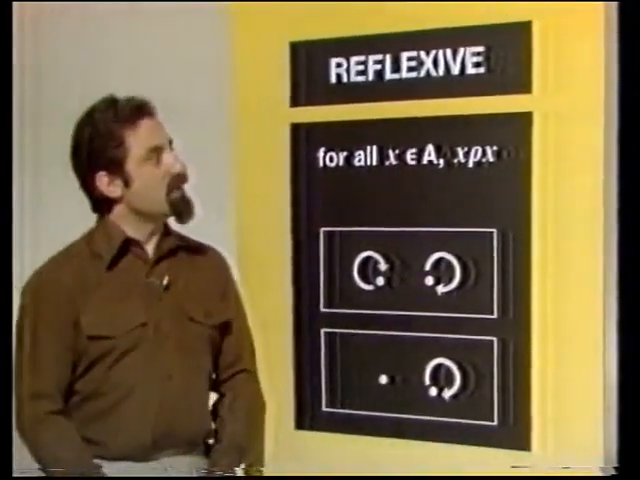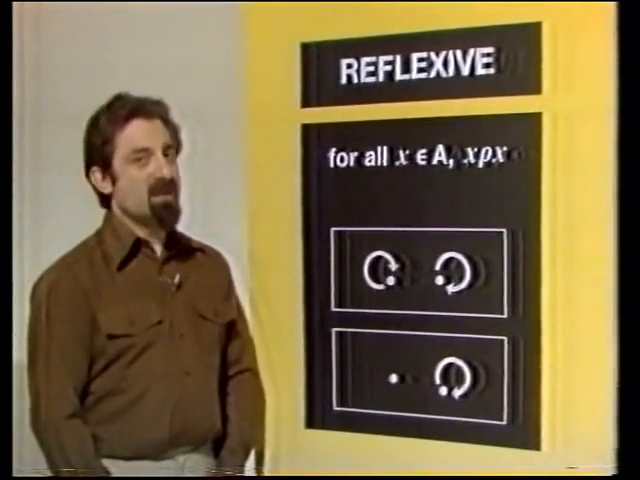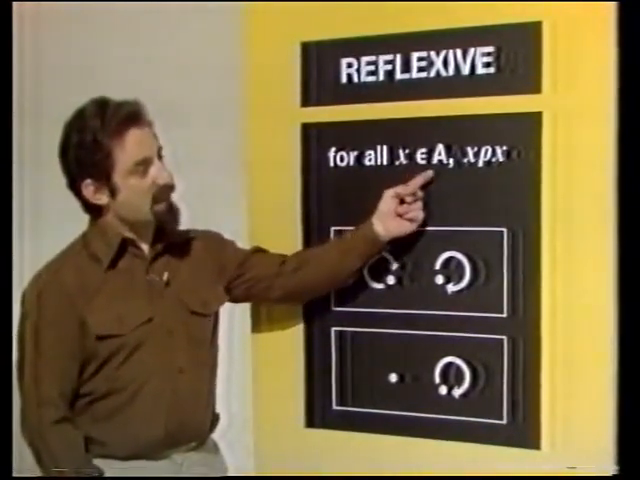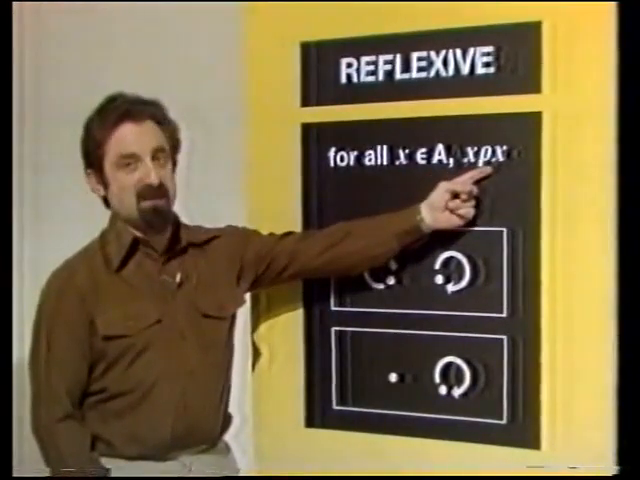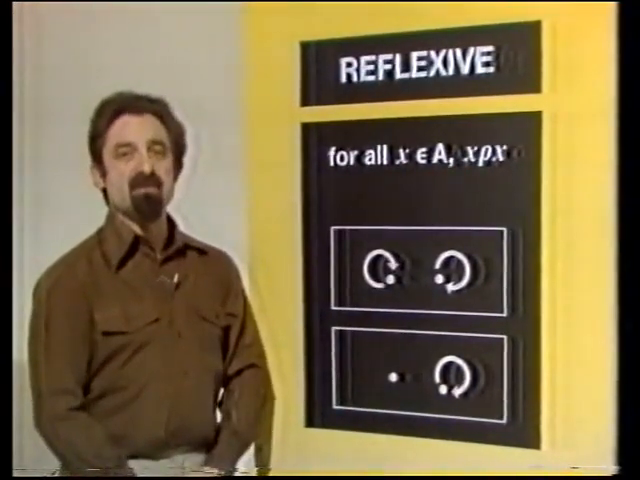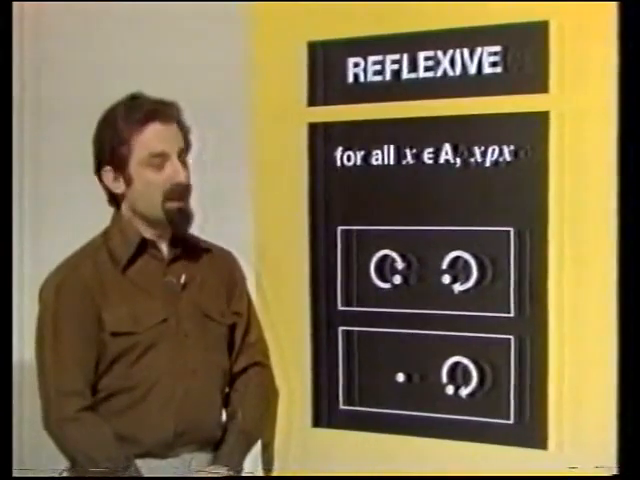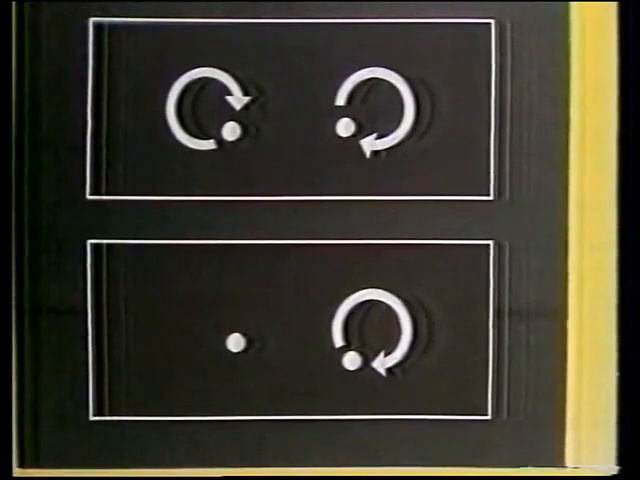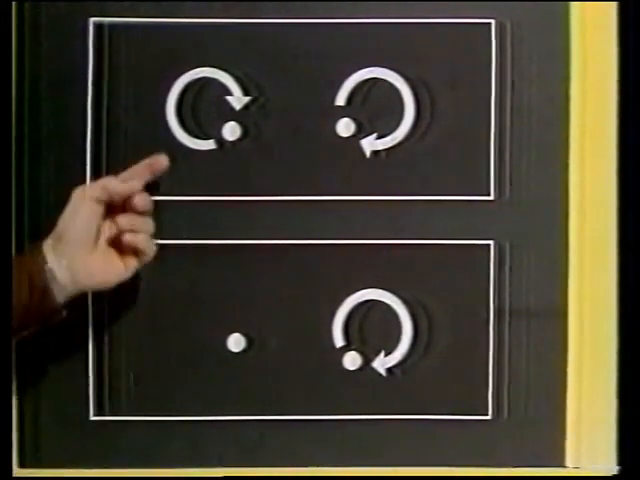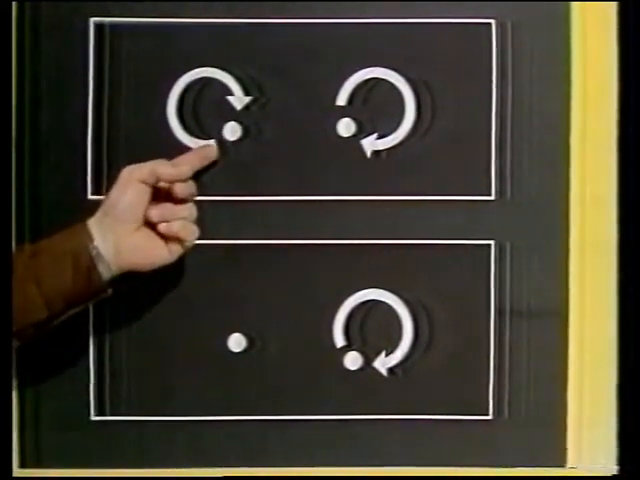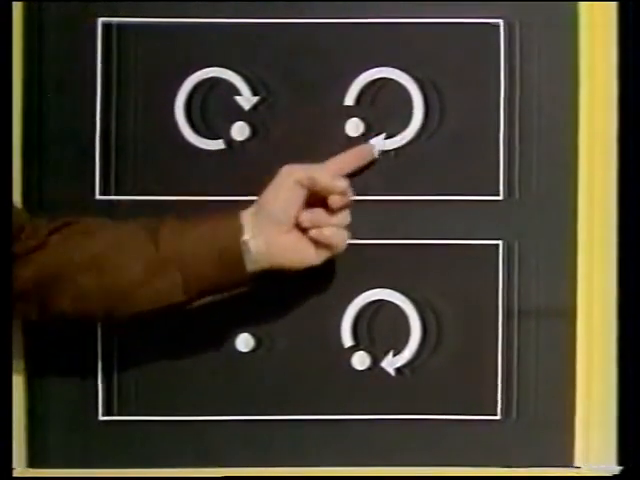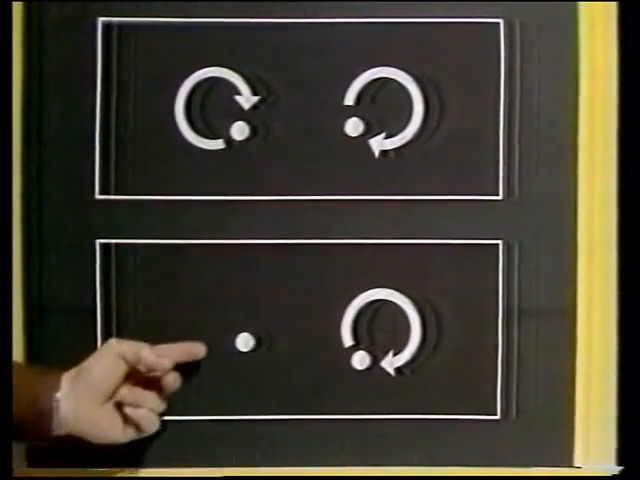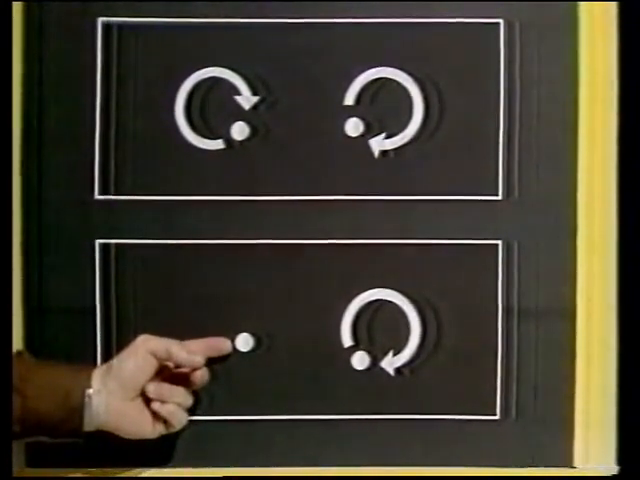First, the reflexive property. We say that the relation is reflexive if for every element in the set, x is related to x. In other words, every element must be related to itself. For example, in these pictures, we've used arrows to indicate that elements are related. This example is reflexive because every element is related to itself, whereas this one is not reflexive because this element is not related to itself.